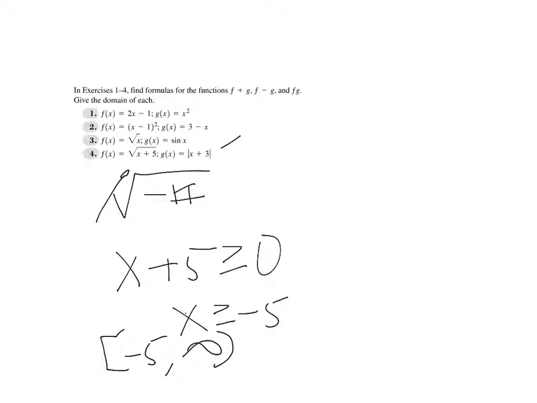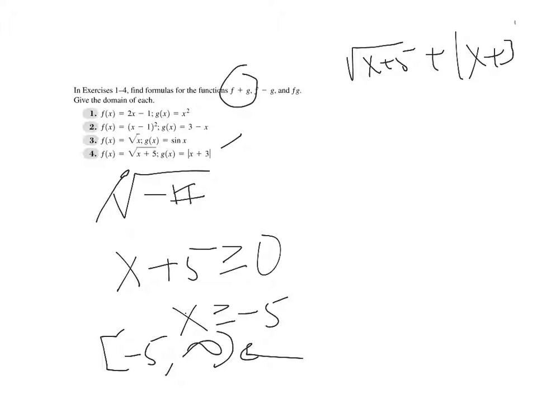For the absolute value function, that's just the absolute value function shifted left 3, and absolute value functions don't have any restriction on their domain. So this limiting domain is what's going to rule in this problem. To add those two functions, I'm just going to write the square root of x plus 5 plus the absolute value of x plus 3. And what's the domain going to be? Well, we said that there's this limit, and that's going to be the limiting domain.